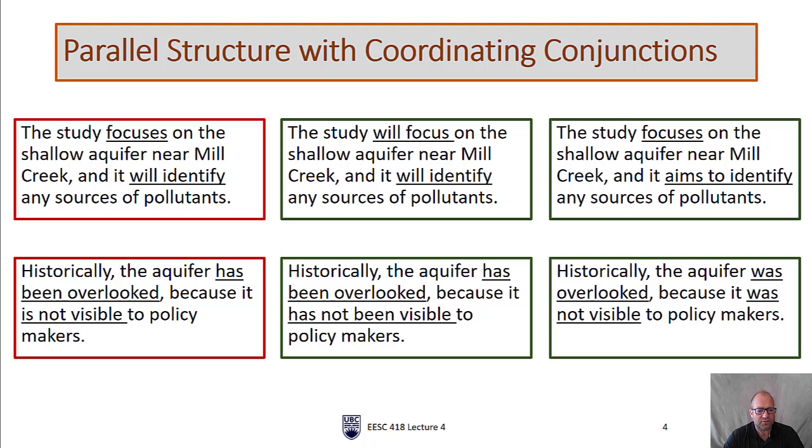So on the bottom one, historically the aquifer has been overlooked because it is not visible to policymakers. So it has been overlooked because it is not visible. Sounds okay, but it actually doesn't make that much sense. The present state of the aquifer is not always relevant to what happened in the past. So what is actually more directly relevant was that it had not been visible at that time, and therefore it had been overlooked. So the aquifer has been overlooked because it has not been visible to policymakers.